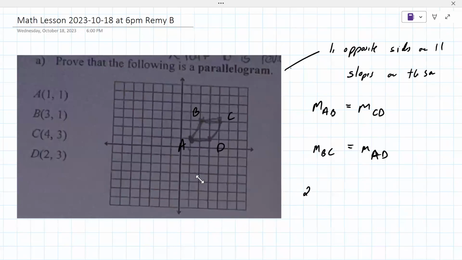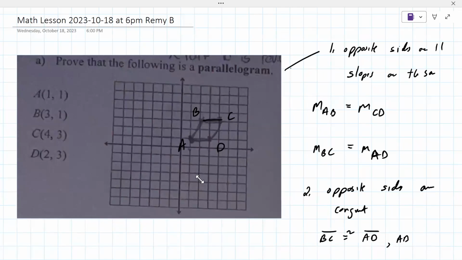The second thing, and this one's a little bit more annoying to do, is you have to show that the opposite sides are congruent, which means using the distance formula. When they're on the grid, you can just count. Yeah, exactly. But you have to say BC is congruent to AD.